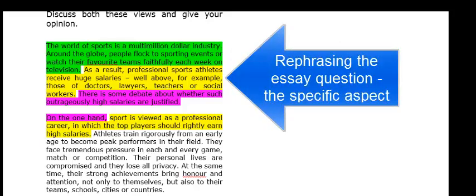Then the yellow part rephrases the question. So now we're moving into the specific aspect of our essay. In other words, what we are going to talk about in the body paragraphs. So it reads, as a result, professional sports athletes receive huge salaries, well above, for example, those of doctors, lawyers, teachers, or social workers. Okay, so here I'm rephrasing the essay question and I'm naming the other important professions as well.